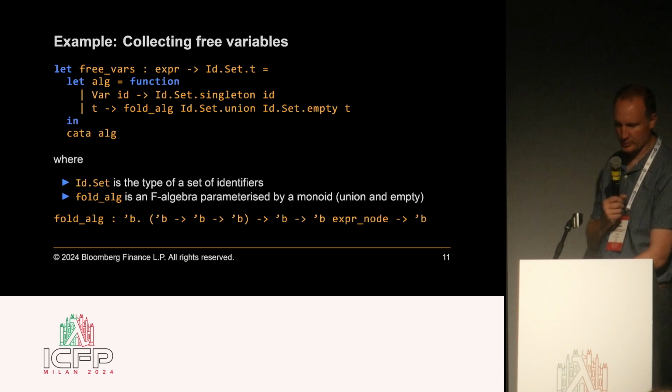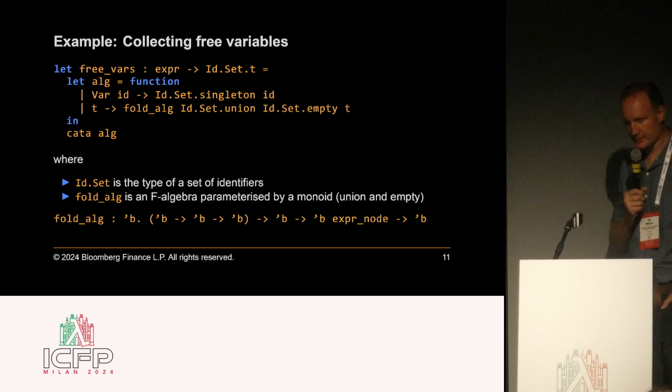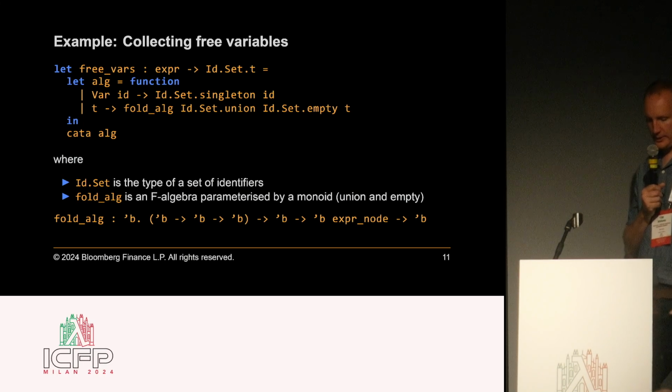And here's another example that does so, collecting free variables. With this example, if we find a free variable, we create a singleton set for a set of identifiers. And then for all other cases, we delegate to another F-algebra, and this one is parameterized by a monoid with union and empty.